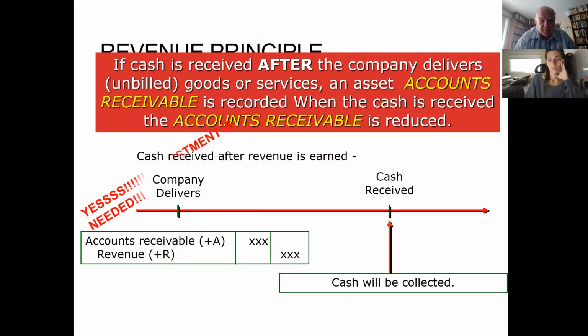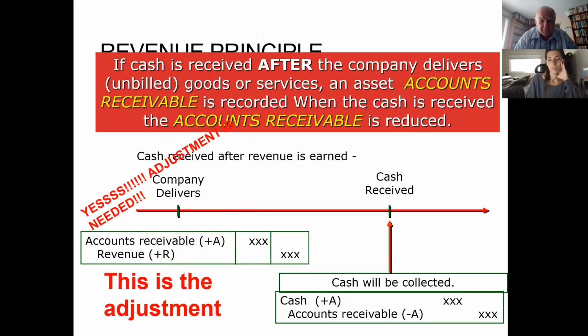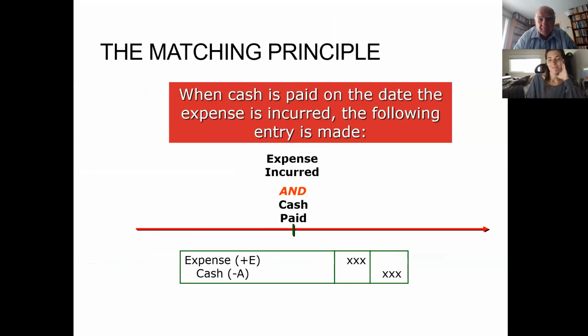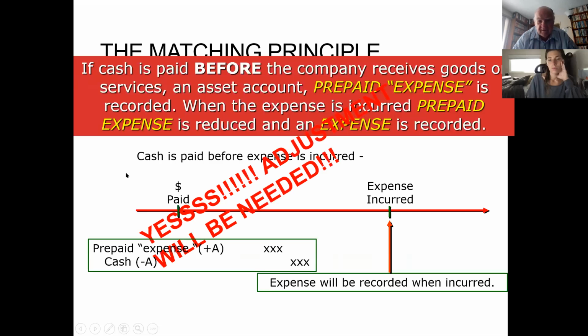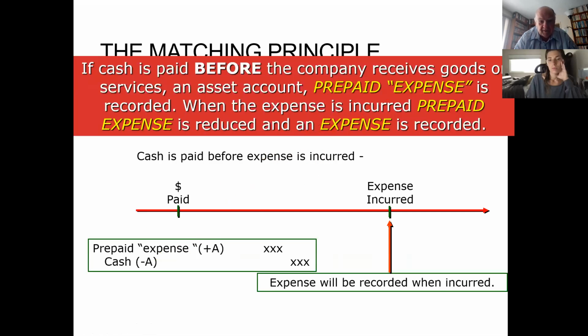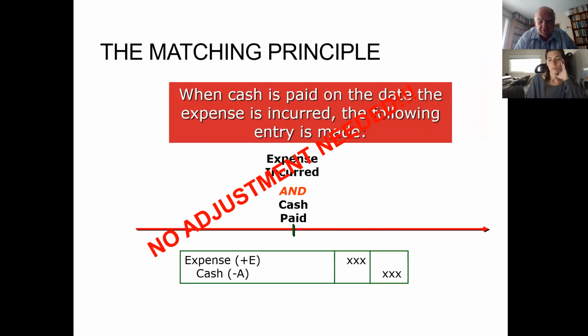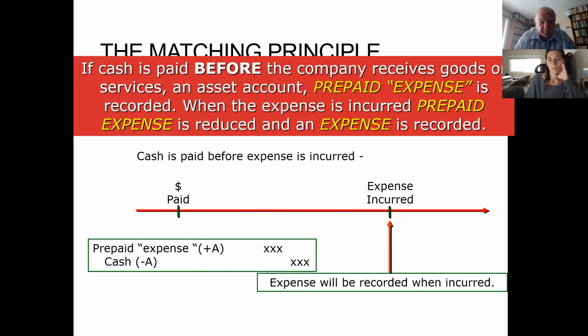If the money is received after, I'm skipping this because this is a bunch of baloney. The matching principle. When cash is paid on the date, it's the same thing. Now we're talking the expense side. We called City College. We called in somebody to repair the copy machine. The person came in, fixed the copy machine, handed us a bill, and we immediately paid it. There is no adjusting entry needed, okay?